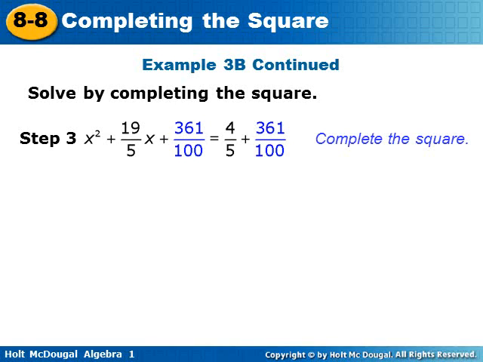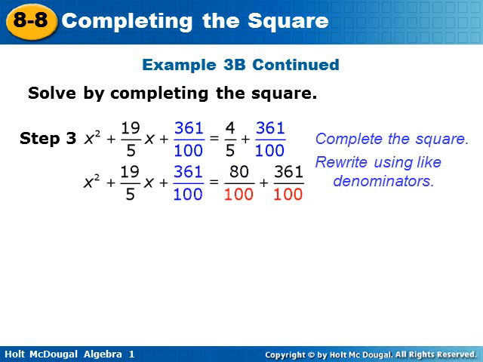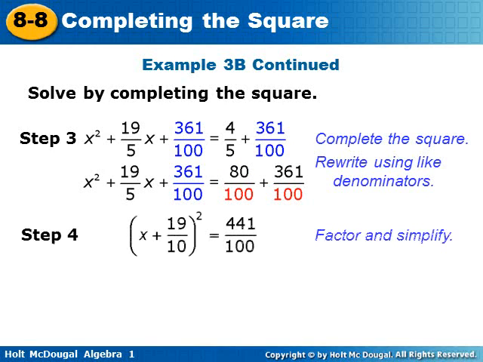So on the left-hand side, we've created a perfect square trinomial, and on the right-hand side, we're going to have to find a common denominator, which is 100. So we get 80/100 plus 361/100. We're going to factor and simplify. On the left-hand side, we get x plus 19/10 squared equals 441/100.